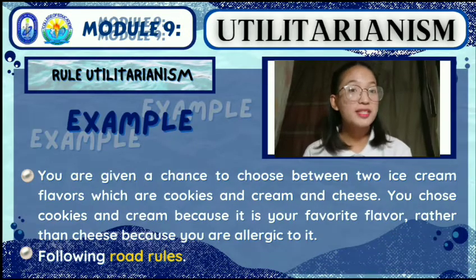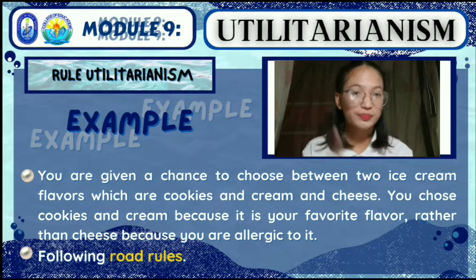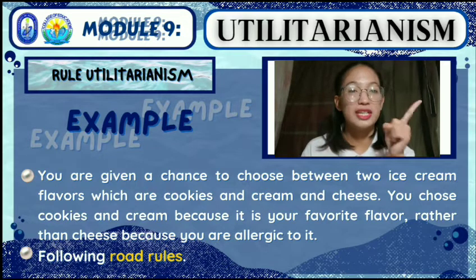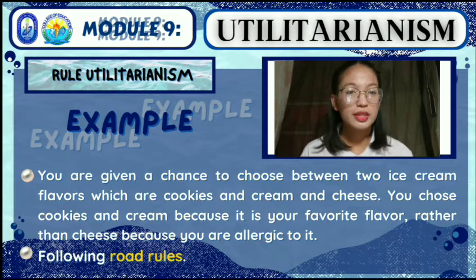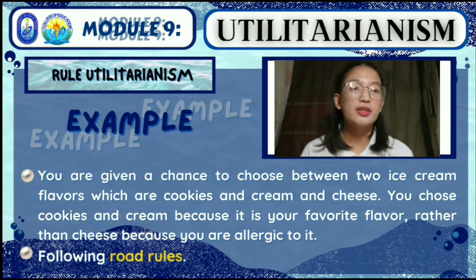There are some examples of rule utilitarianism that I'm going to share with you. The first example is you are given a chance to choose between two ice cream flavors, which are cookies and cream and cheese. So you chose cookies and cream because it is your favorite flavor, rather than cheese because you are allergic to it. So basically, if you are choosing ice cream for yourself, the utilitarian view is that you should choose the flavor that will give you the most pleasure.